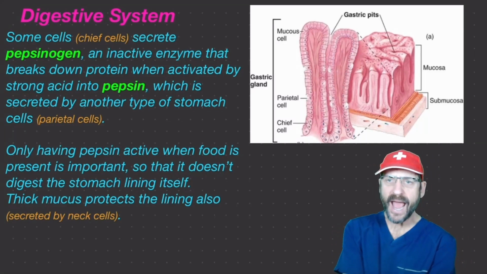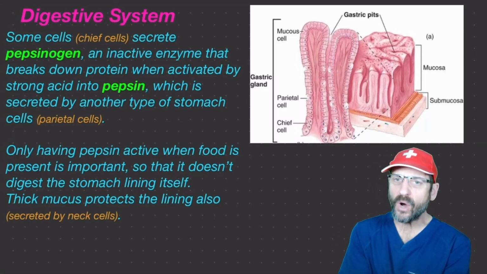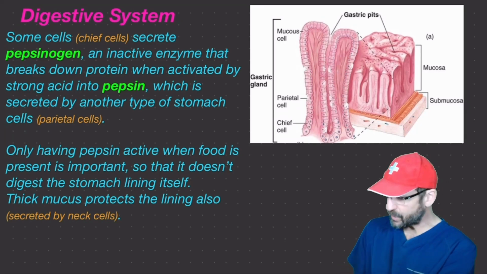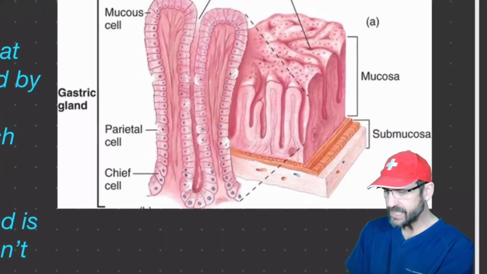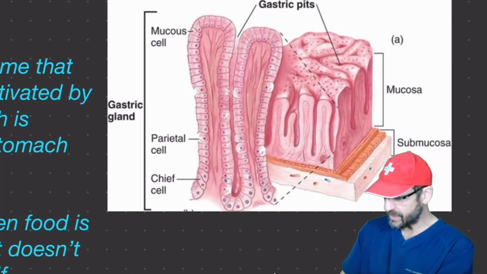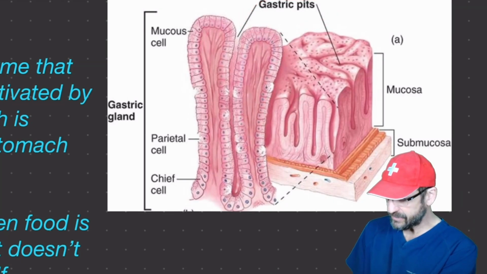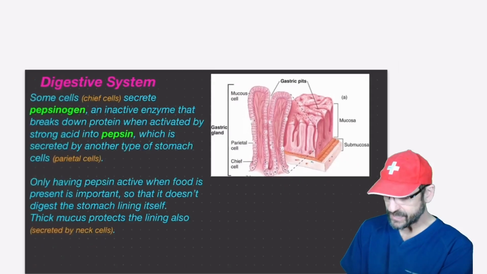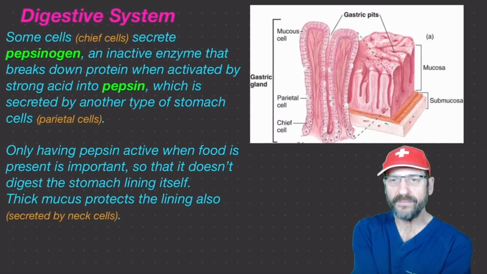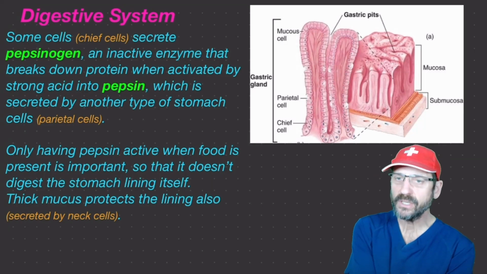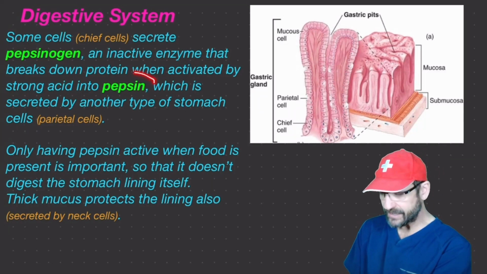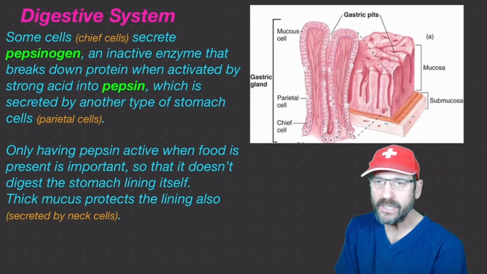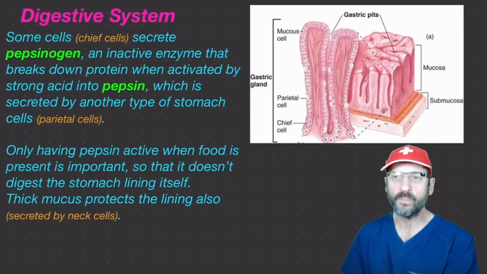And the strong acid is secreted by another stomach cell called a parietal cell. You see that when you look back into these gastric pits here. You see the parietal cell here secretes the hydrochloric acid, and that activates the pepsinogen and makes it into the active form, pepsin, which then can digest the protein.